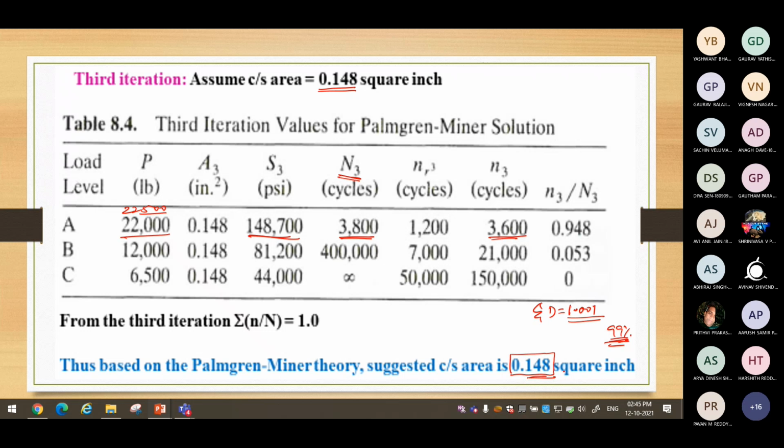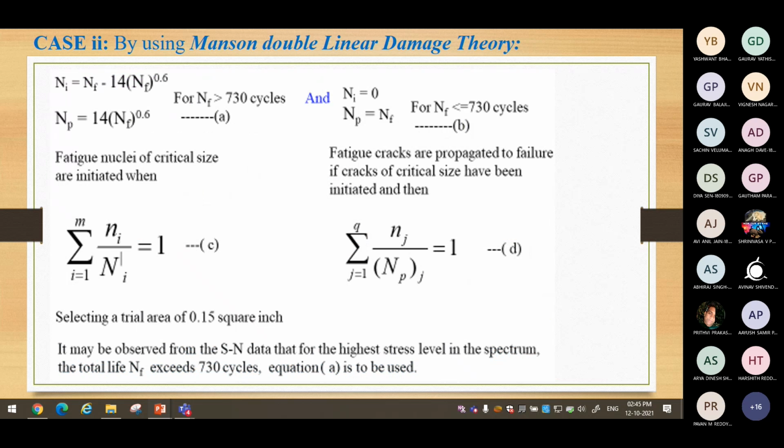Okay. So this is with respect to the Palmgren-Miner rule. Now let us look into Manson's rule. In the case of Manson's rule, we know that we can distinguish the cycles for crack propagation and for crack initiation. If the total number of cycles we are going to get is greater than 730, then we can apply this rule for the propagation. If the total life is not greater than 730 cycles, then whatever 730 or fewer cycles are there, we assume that it is all for crack propagation only.